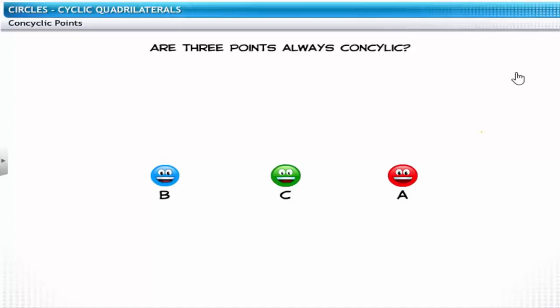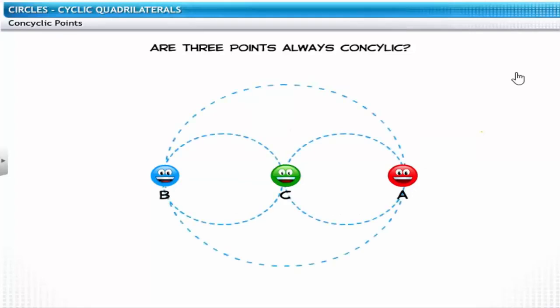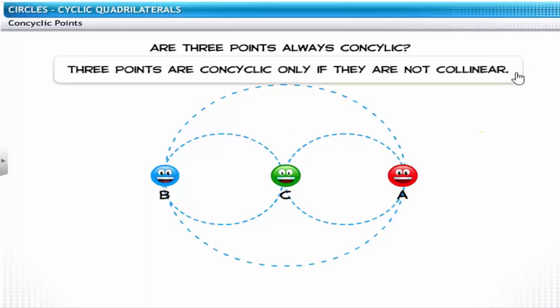For example, let's consider 3 points that are collinear. A circle can be drawn through any 2 points, but the third will fall either inside or outside that circle. Based on this observation, we can conclude 3 points are concyclic only if they are not collinear.